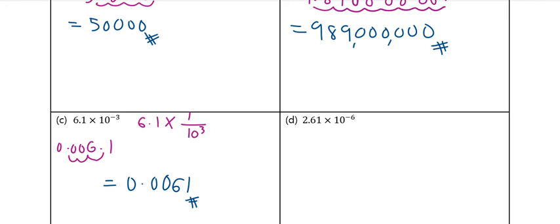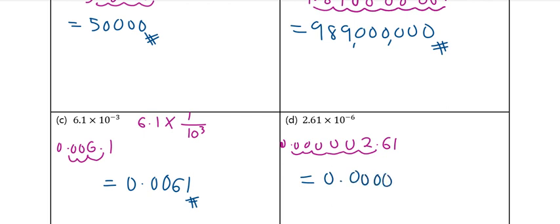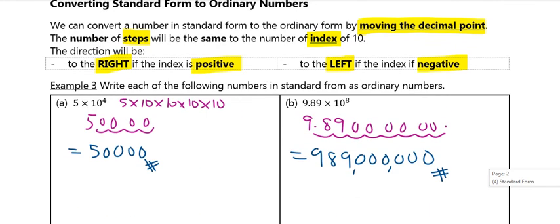And then last but not least, same thing. You have to write down 2.61, and you are moving to the left side by 6 steps. So 1, 2, 3, 4, 5, 6. There's no point in between 2 and 6. So here's 0.0000261. That's it for the conversion between standard form and ordinary numbers.